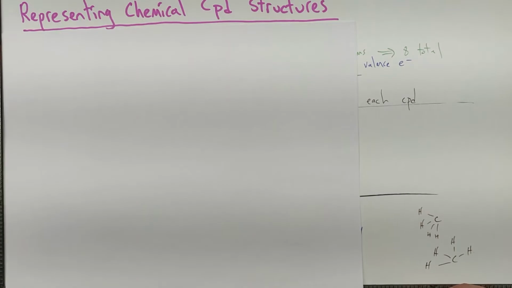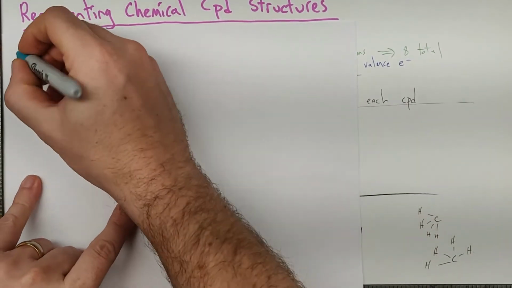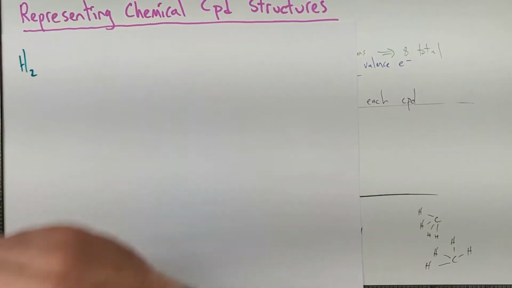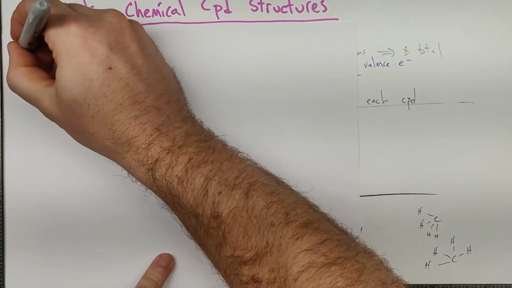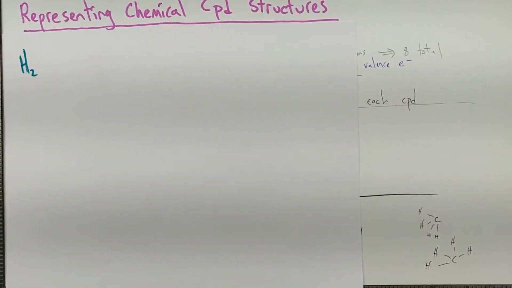All right, so the first one we're going to look at here, we'll say something like diatomic hydrogen, H2. So when hydrogen occurs in nature, it occurs as H2. It's not just an H by itself. And there's a good reason why.